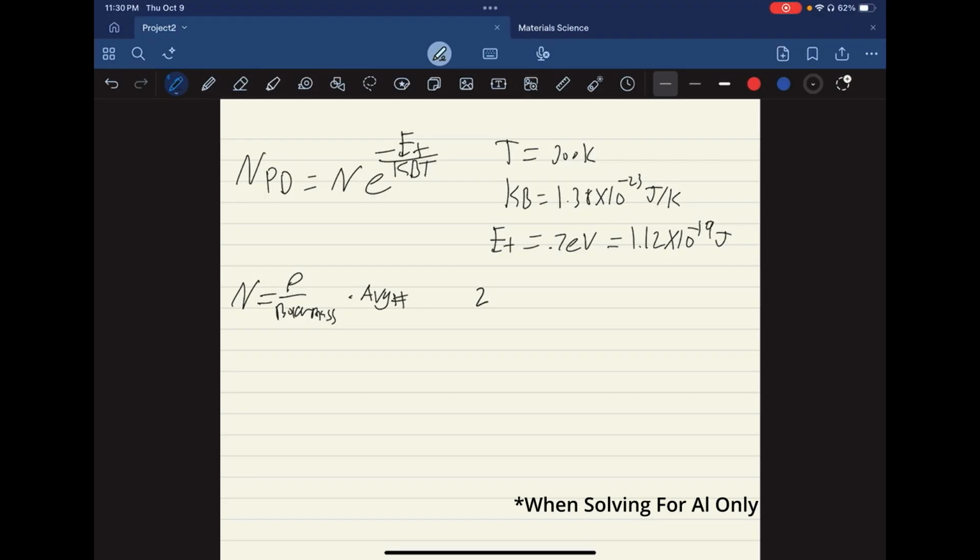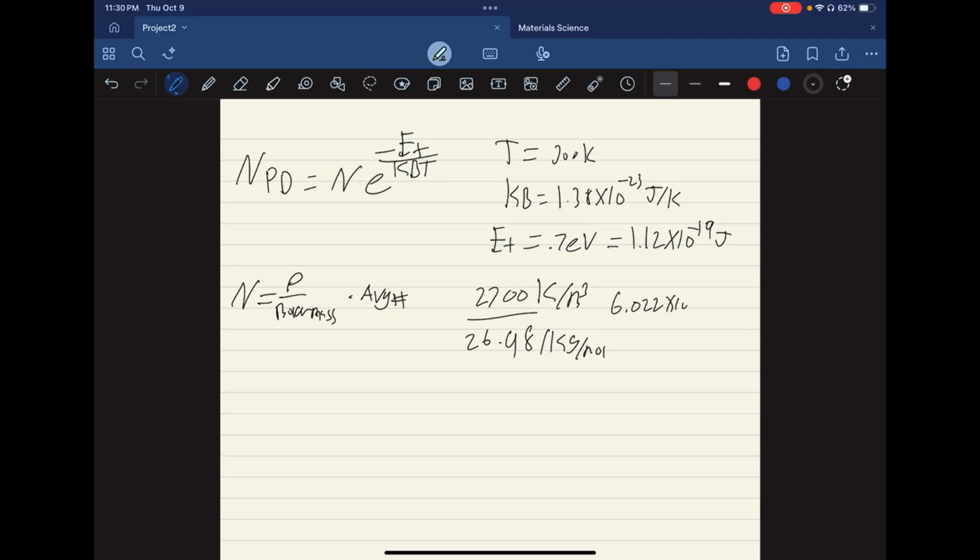And our density is 2,700 kilograms per meter cubed. And our molar mass is 26.98 kilograms per mole. And we're going to be multiplying that by 6.022 times 10 to the 23. And that will give us 6.03 times 10 to the 26 atoms per meter cubed.